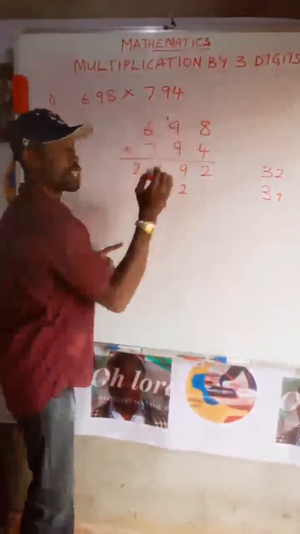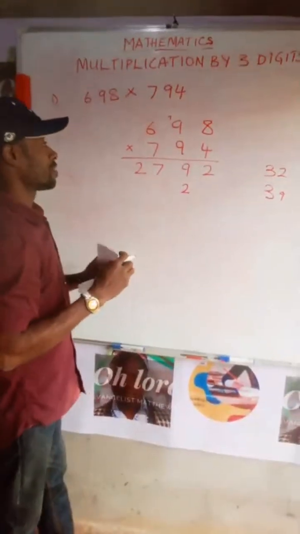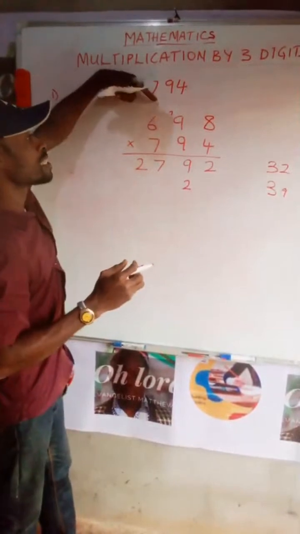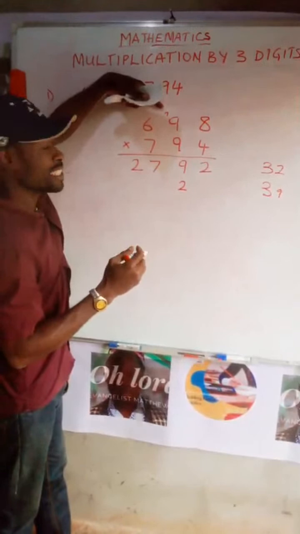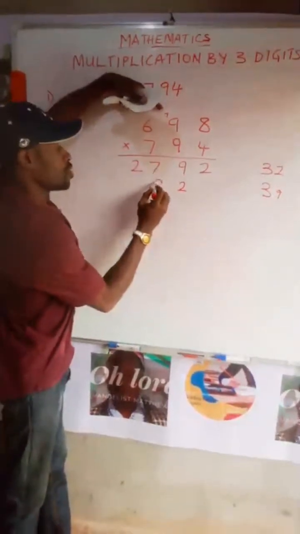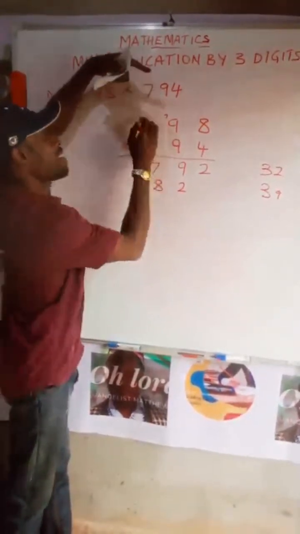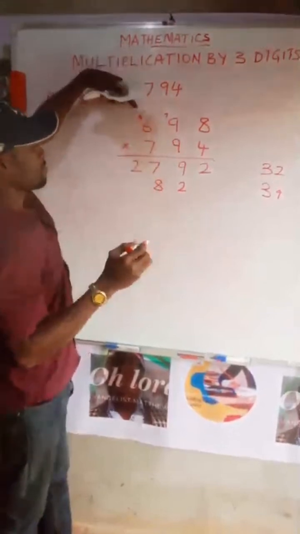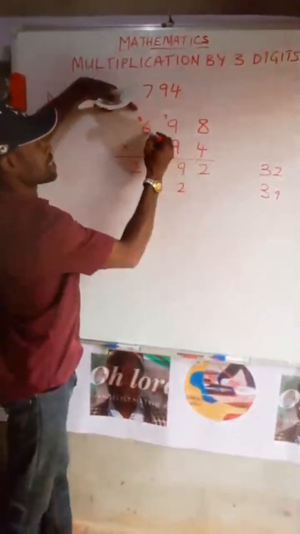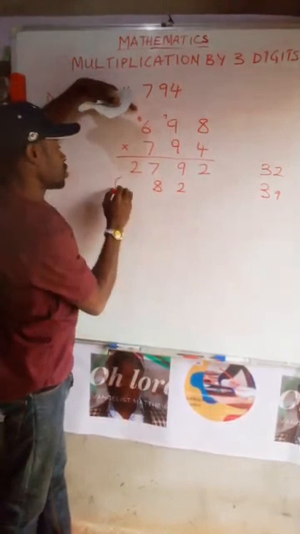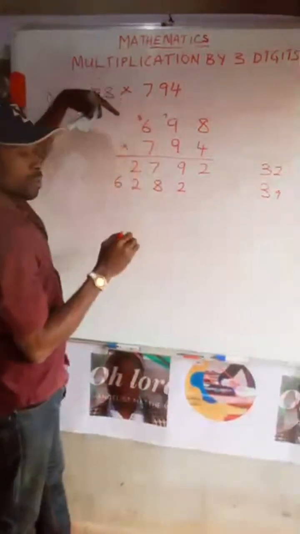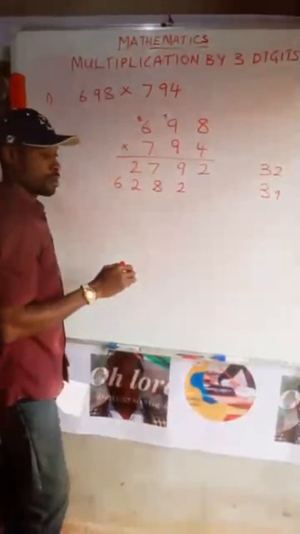9 times 9 will give you 81. 81 plus the number that you took up here, which is 7, will give you 88. So you now write your 8 and carry 8 up to the next number. 9 times 6 is 54. 54 plus 8 gives you 62.